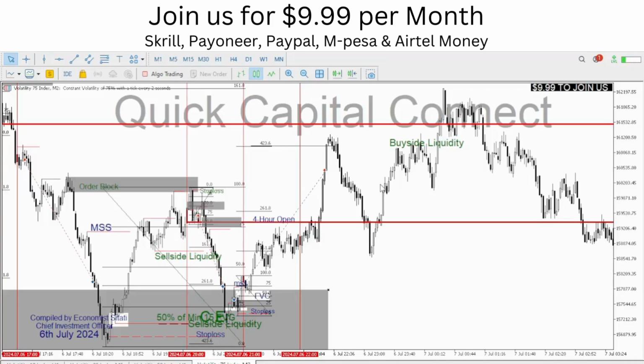Then there was buy side liquidity above here, the one I had marked, and now there is this point 423.6, based on this smaller measurement of ours. This was another partial we could have taken. So let's continue.